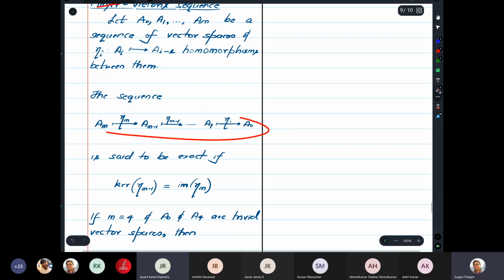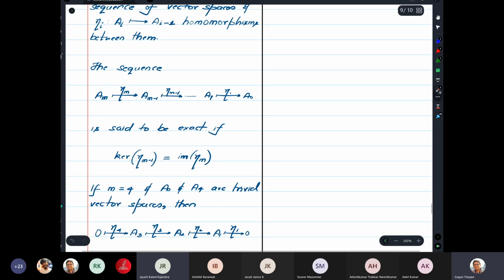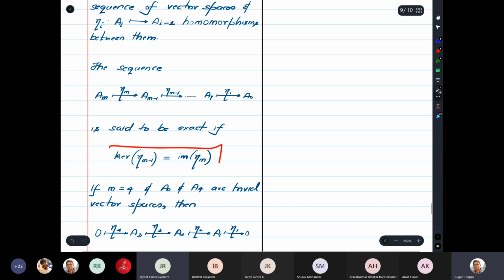Such a sequence is a Mayer-Vietoris sequence if the following relationship holds. What is the relationship? You look at successive vector space homomorphisms, and you require that the kernel of this homomorphism be equal to the image of this homomorphism. Okay, so that's what I have written over here. So you have Am, you have Am minus 1, and you have Am minus 2. So here you have eta m, here you have eta m minus 1.